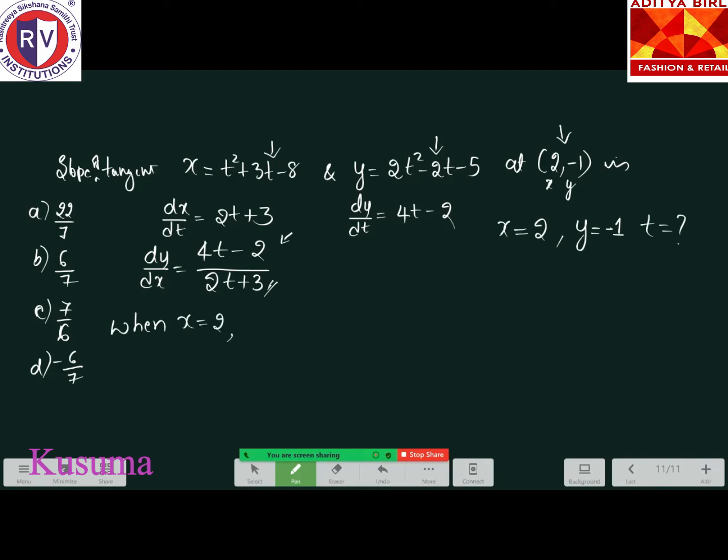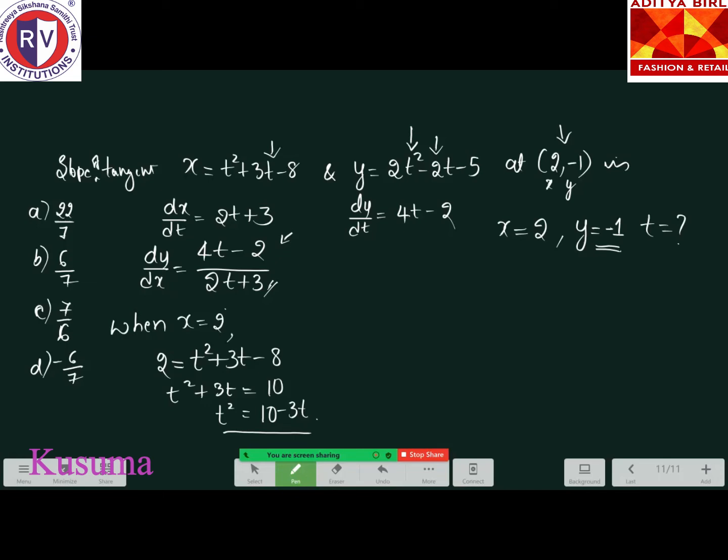When x is equal to 2, the equation will become 2 is equal to t square plus 3t minus 8. Right? Or this, t square plus 3t is equal to 10, or t square is equal to 10 minus 3t. Why did we find t square? Because we can substitute the value of t square here and find out the value of t simultaneously when y is equal to -1. Only when x is equal to 2 do we get t square is equal to 10 minus 3t.